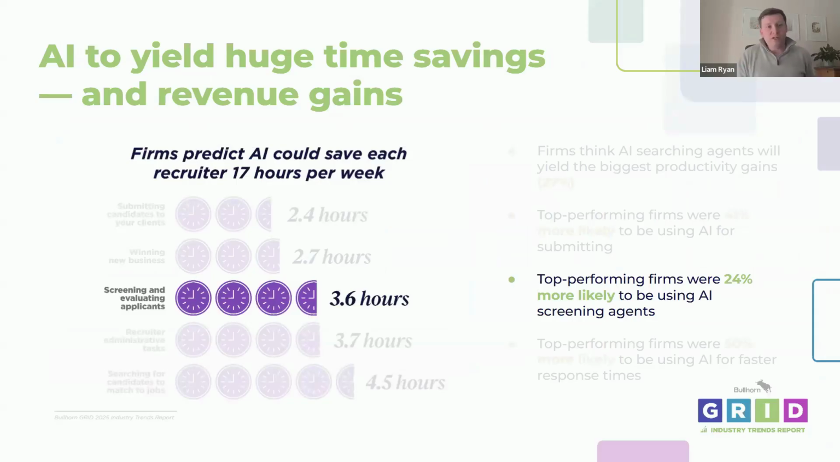And then looking at feedback from our grid research, for people that don't know, though I'm sure everybody on this call does, we interview a couple of thousand recruitment agencies every year to see what they're doing, their thoughts on the market, how they're performing and their technology investments. And firms are predicting they could save each recruiter 17 hours per week by adopting AI. And what's really important for this webinar is that screening comes up considerably in terms of how many hours it's going to save per recruiter.